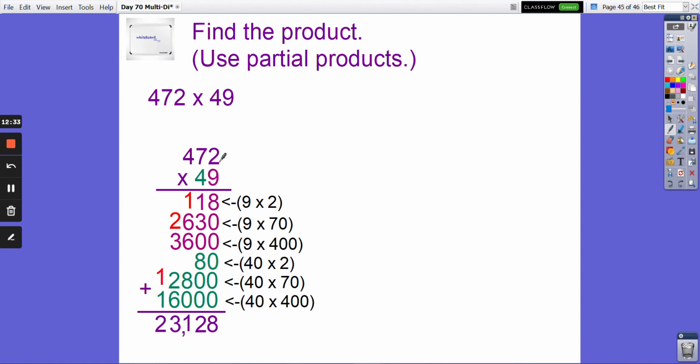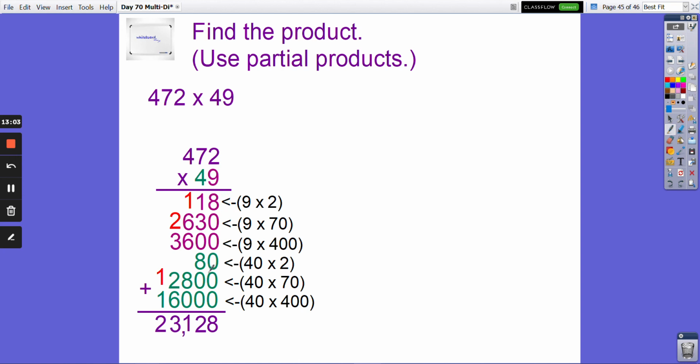4 times 2 is 8, but that 4 is actually worth 40, so we get 80 as our partial product. 4 times 7 is 28, but that's really 40 times 70, so we get 2 zeros behind the 28, giving us 2,800. 4 times 4 is 16, but that 4 is worth 400. This 4 is worth 40, so we have 1, 2, 3 zeros behind our 16, giving us 16,000.